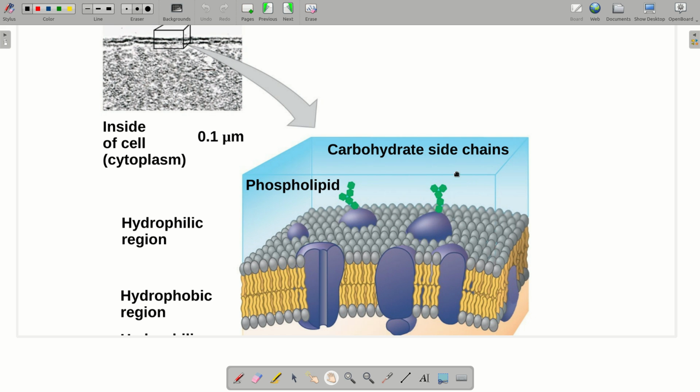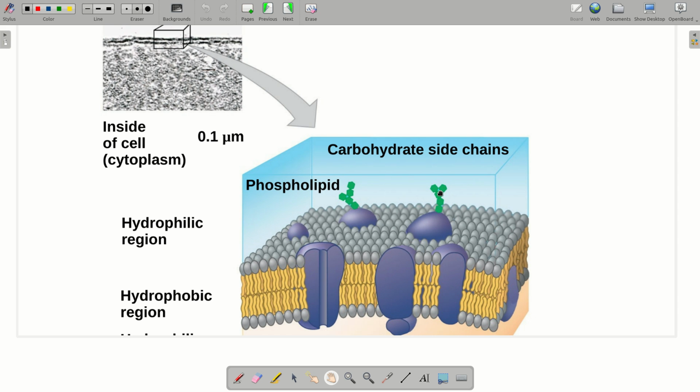They're for attaching to things, and specific shapes and specific types of carbohydrates here will allow certain things to attach and other things not attach. But the idea is they're stuck here to attract and stick to certain things, like that insulin we learned about.